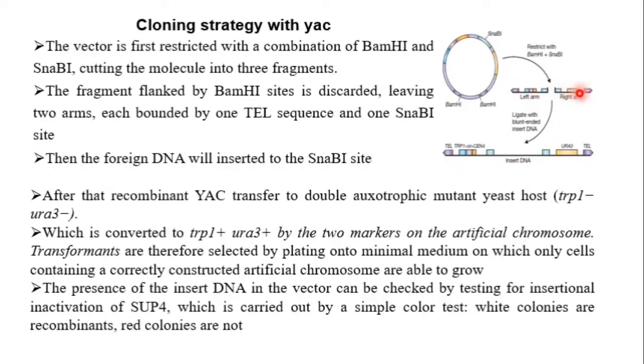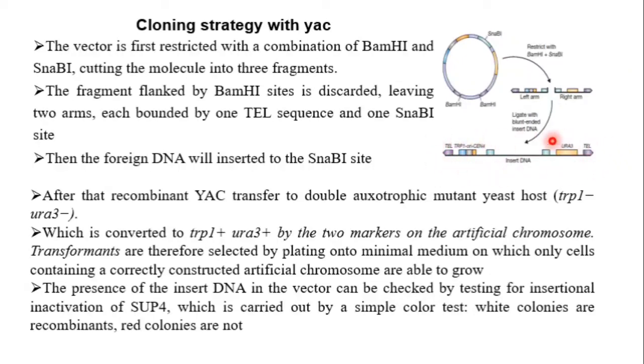We get the left arm and the right arm, and both ends will be telomere. Here there is a SnaBI cut site, and into this SnaBI site we'll insert the foreign DNA. This is actually the SUP4 sequence. We'll cut in the SUP4 sequence and insert a foreign DNA here, and now we'll get a recombinant DNA. In the SUP4 sequence we insert the foreign DNA, and here telomeres are there, URA3, TRP1, and the centromere are also there. This is a recombinant DNA.